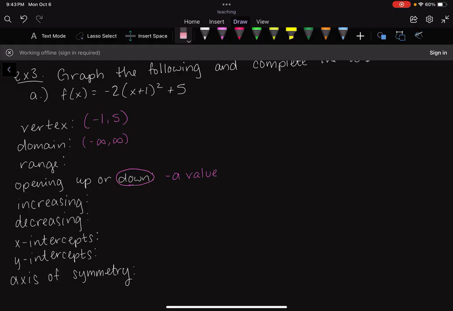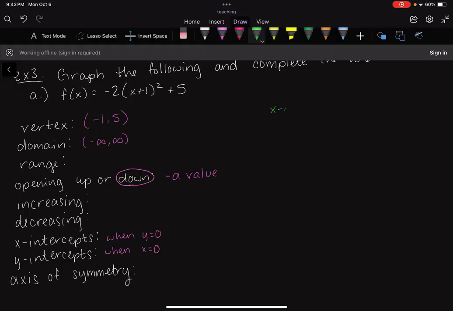X-intercepts and y-intercepts. So x-intercepts are when y equals 0. Y-intercepts are when x equals 0. And so I can go find those really quick.